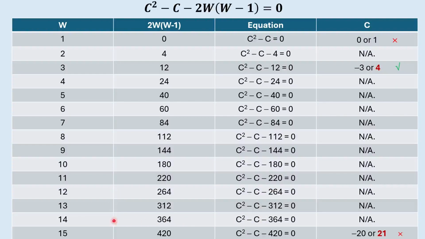Until the very last one, when W is equal to 15, C squared minus C minus 420 is equal to 0, and 420 can be split into 20 and 21. So that means this can be factorized into C minus 21 times C plus 20 is equal to 0. So C is equal to either minus 20 or 21. So here, 21 is a good solution. However, remember from the previous statement, C must be less than 20. And we don't have any choice. We have to throw this 21 away. So by looking at all the possible C values, the only correct solution is 4 when W is equal to 3.